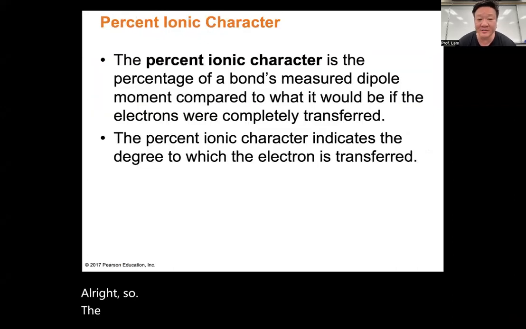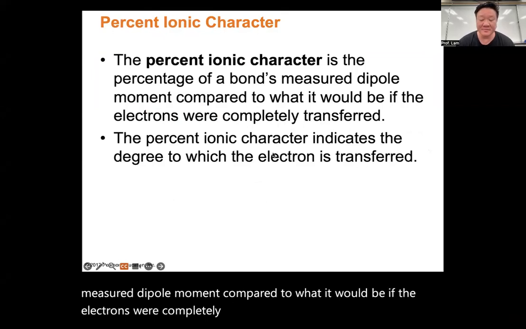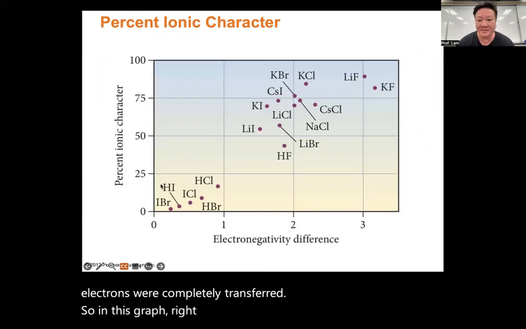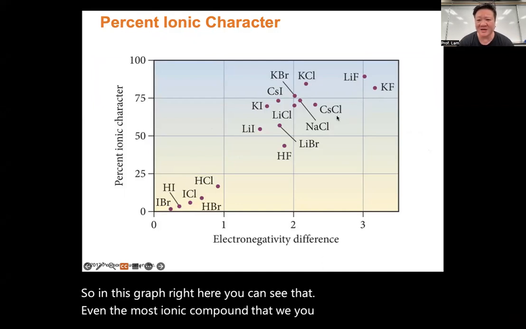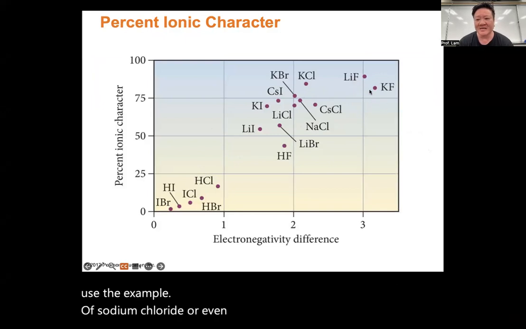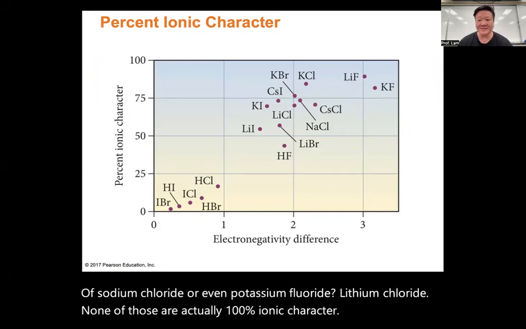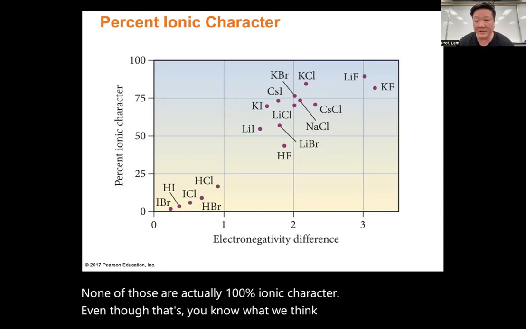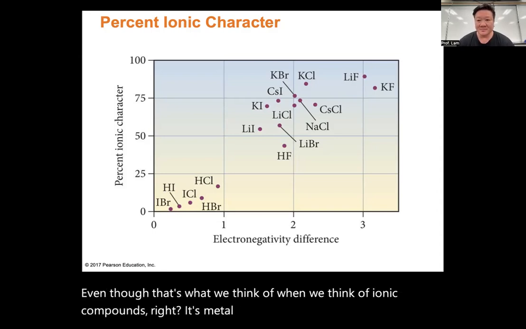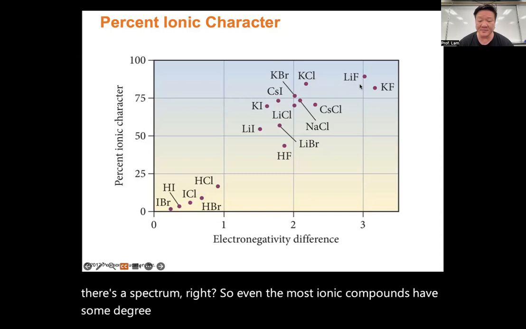So the percent ionic character is the percentage of a bond's measured dipole moment compared to what it would be if the electrons were completely transferred. In this graph, you can see that even the most ionic compounds we can think of, like sodium chloride, potassium fluoride, or lithium fluoride, are not actually 100% ionic, even though that's what we think of when we think of ionic compounds: metal, non-metal. This points to a spectrum, so even the most ionic compounds have some degree of covalency.